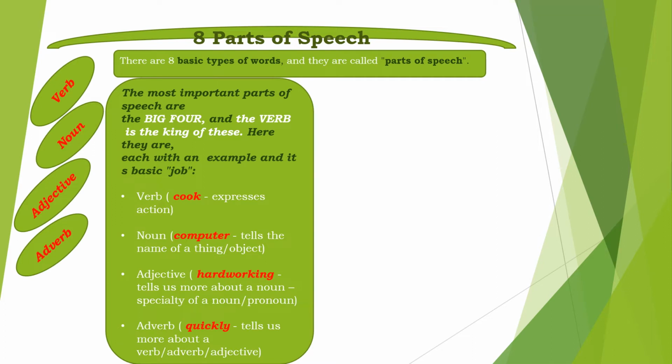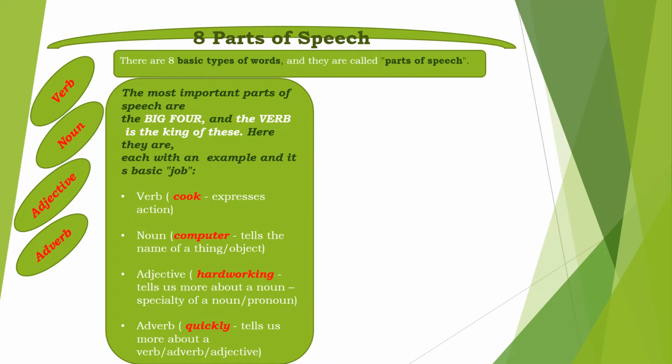Number 3, adjective, hardworking. She is a very hardworking girl. So basically, adjective tells us more about a noun or a pronoun. It tells about the speciality of a noun or a pronoun. In this example, she is a very hardworking girl. So the word hardworking is telling us about the speciality of the girl. And the girl is a noun.